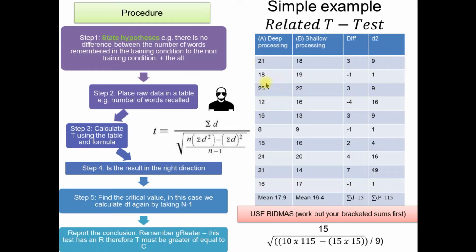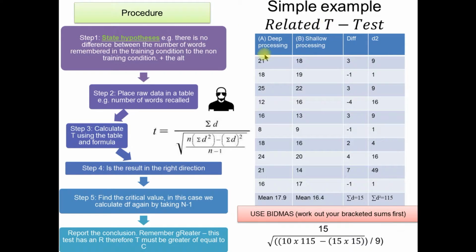So in this experiment, we are suggesting that more words will be recalled from deep processing compared to shallow processing. Okay, so there'll be a significant difference between the number of words recalled using deep processing compared to the number of words recalled using shallow processing. First thing we do is we put our sort of before and after conditions. So deep processing first, shallow processing after.